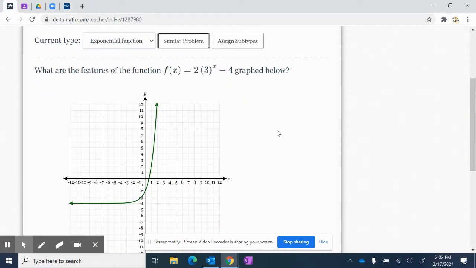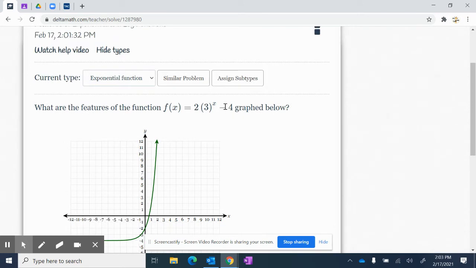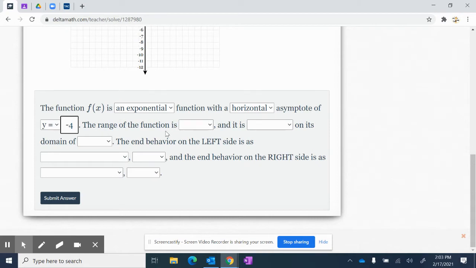So on here, this is the first exponential one we're going to do. So I have 2 times 3 to the x and then minus 4. So right away, I know this is an exponential function. So I'm going to change all of those blanks in the first sentence. So I know it's going to be exponential with a horizontal asymptote of y equals blank. And that blank is always that k value in our equation. So for this one, it's going to be negative 4.